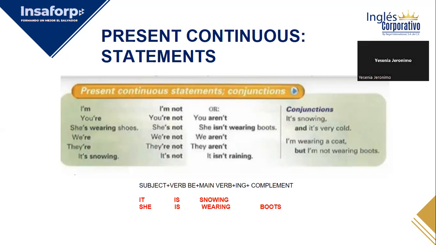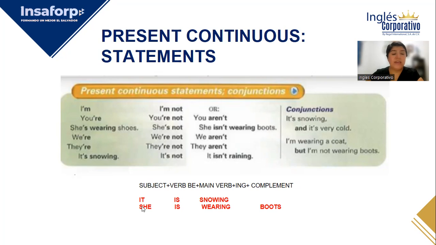Wearing se usa en plural y en singular. Sí, es que aquí en cuanto al verbo no hacemos ninguna distinción de plural o singular. ¿Ok? Siempre va a tener esta misma forma. El verbo principal en este caso, que sería este que está acá, que termina en ing. Aquí no hacemos distinción de plural o singular. Donde vamos a hacer la distinción es aquí en el verbo be, dependiendo del sujeto.